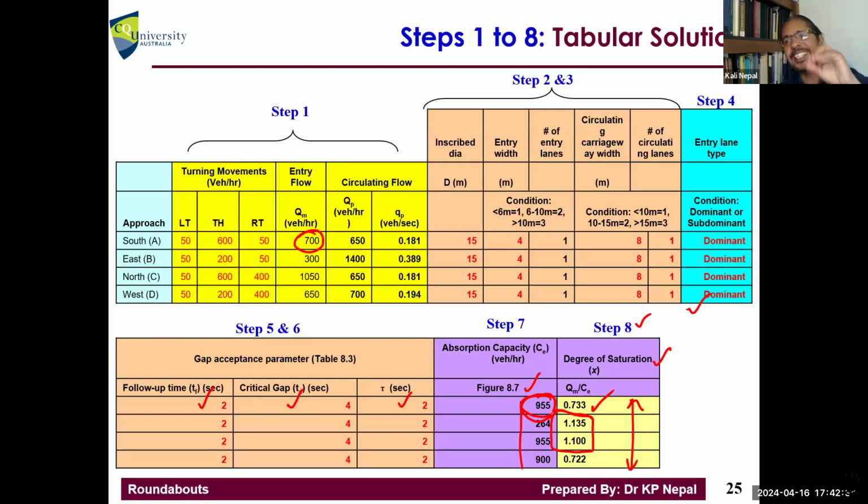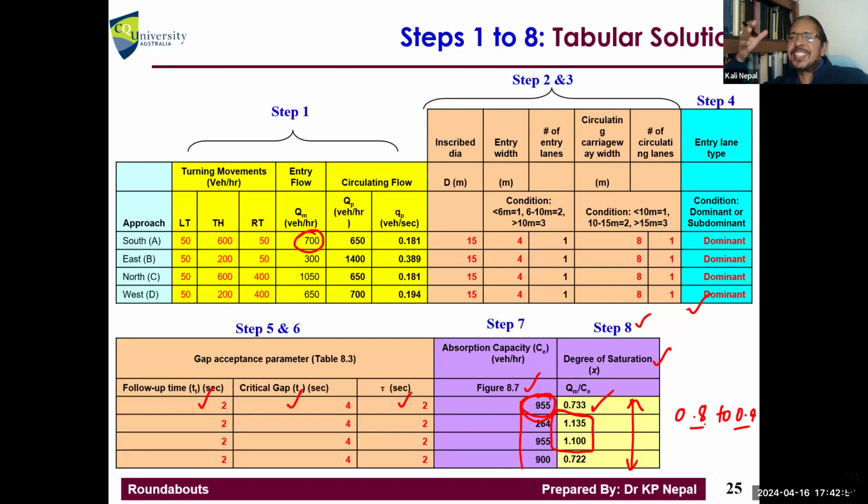Incoming flow is more than capacity. What happens there now? Of course, queue up, right? People queue up in the roundabout. Yeah. So please don't design that. Try to make from 0.8 to 0.9 for all degrees of saturation. That is our aim. Of course, less than 1 is okay, but that's very critical.